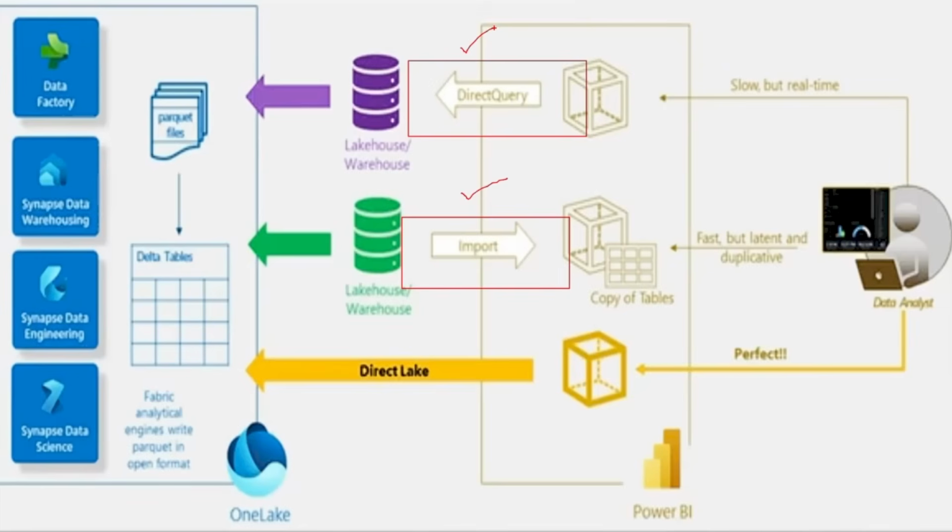Then, what makes Direct Lake mode different? Direct Lake mode gives you the best of both worlds: the speed of Import mode and the live connection of DirectQuery mode. Your report opens quickly and your data stays fresh without any manual refreshes. How does it actually work? When you are working in Microsoft Fabric, your data lives inside a lakehouse or warehouse, stored in OneLake as delta tables.